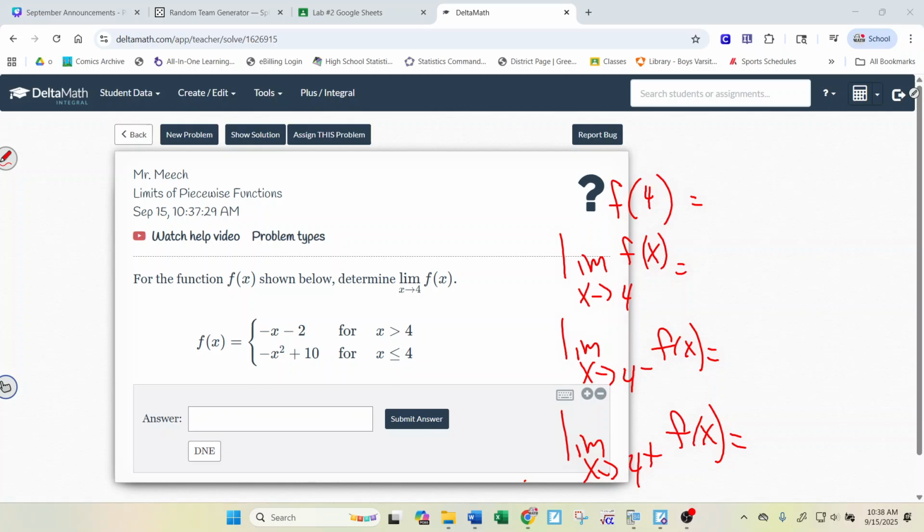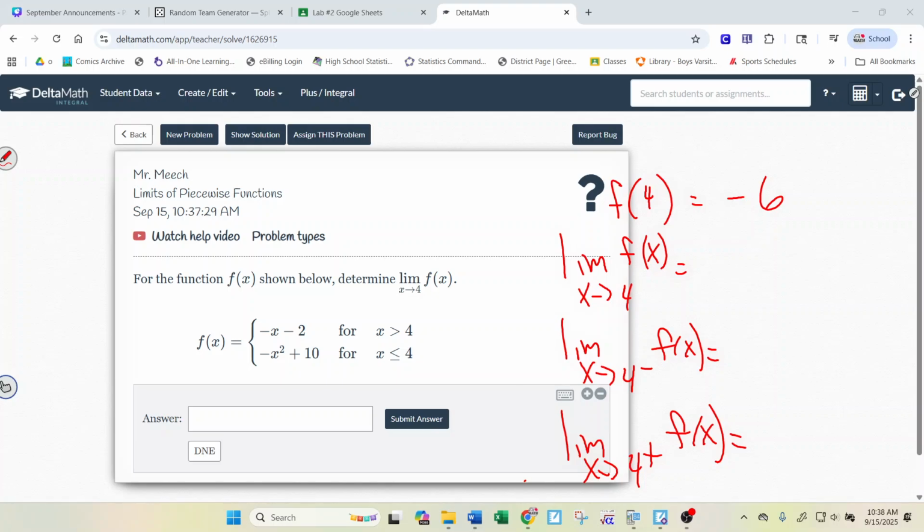First off, what is f of 4? If you plug 4 in, to go to the top or the bottom, which one includes 4? Bottom. So if we put 4 in there, we get 4 squared is 16, negative 16 and 10, we get negative 6.